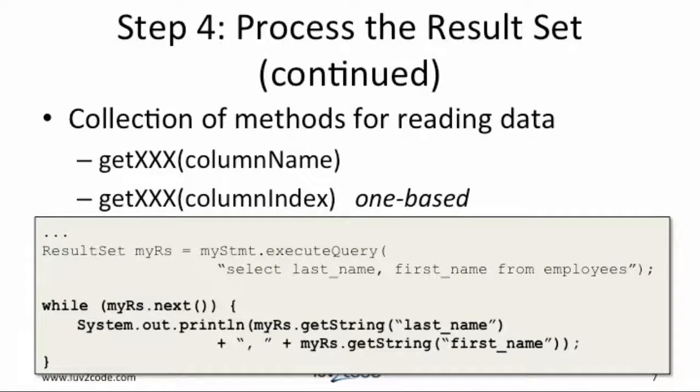When we are in the loop, we can retrieve data using getter methods. We can look up the data based on column name or column index. Note that the column index is 1 based. In this example, we are printing out the last name and the first name for each row in the result set.